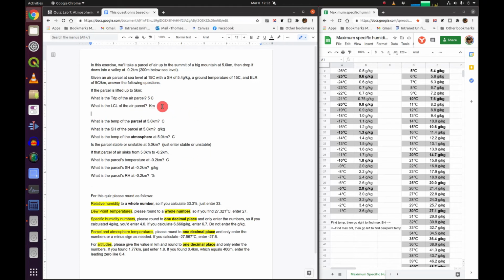So to calculate the lifting condensation level, you take the difference between the temperature and the dew point temperature, divide that by 10 to find out how many kilometers of lifting you're going to need to do. So what do we know? We know the temperature, 15. We know the dew point temperature, 5. So 15 minus 5 is 10. Divided by 10 equals 1 kilometer, in fact 1.0 kilometers of lifting. So the lifting condensation level is actually going to be 1.0 kilometers.